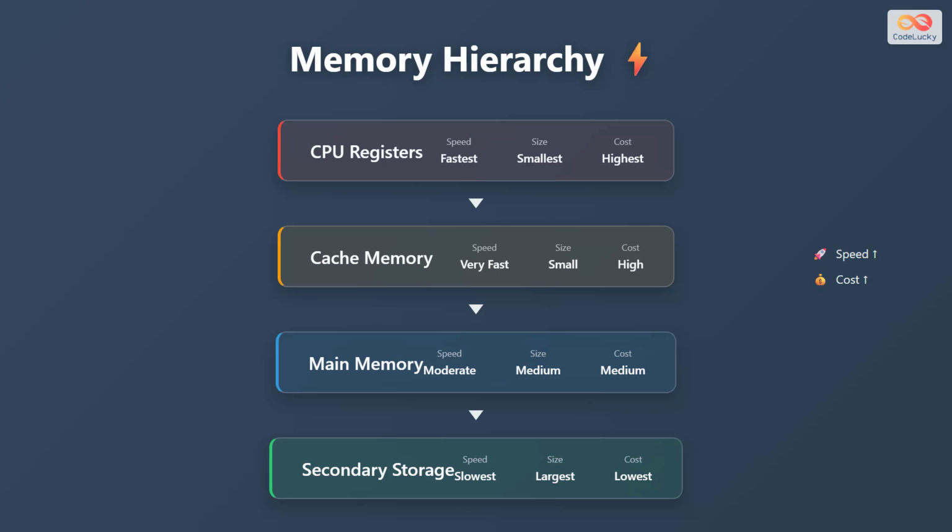The memory hierarchy organizes different types of memory based on their speed, size, and cost. At the top, we have CPU registers, which are the fastest and smallest memory components with the highest cost. Next is cache memory, which offers very fast access and is still relatively small and expensive. Then comes main memory, providing a moderate balance between speed, size, and cost. Finally, we have secondary storage, which is the slowest but largest and least expensive type of memory. As you move down the hierarchy, speed decreases and cost decreases, but the storage capacity increases.